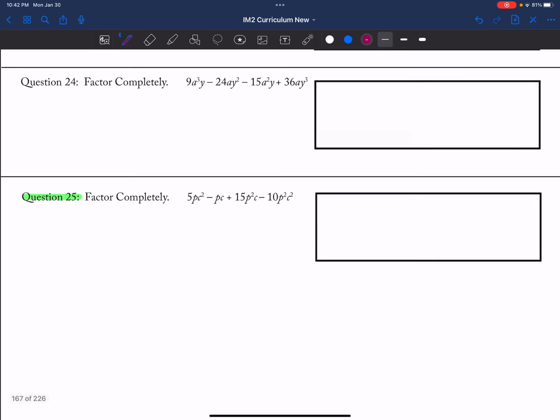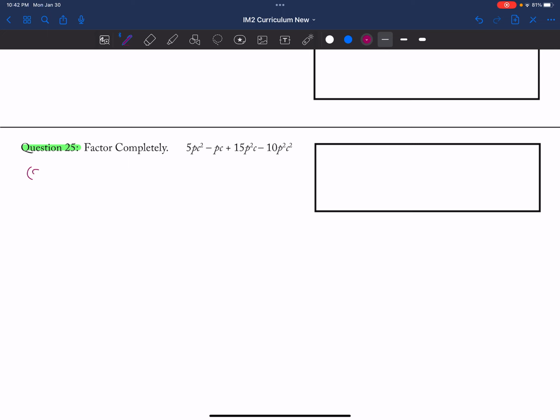Okay. All right. And then 25 is my last one. So 5PCC minus PC plus 3 times 5PPC minus 2 times 5PPCC. Okay, so what do I have in common? I have a 5. Nope, just kidding. I have a P and a C, I think. Everything else is left over.